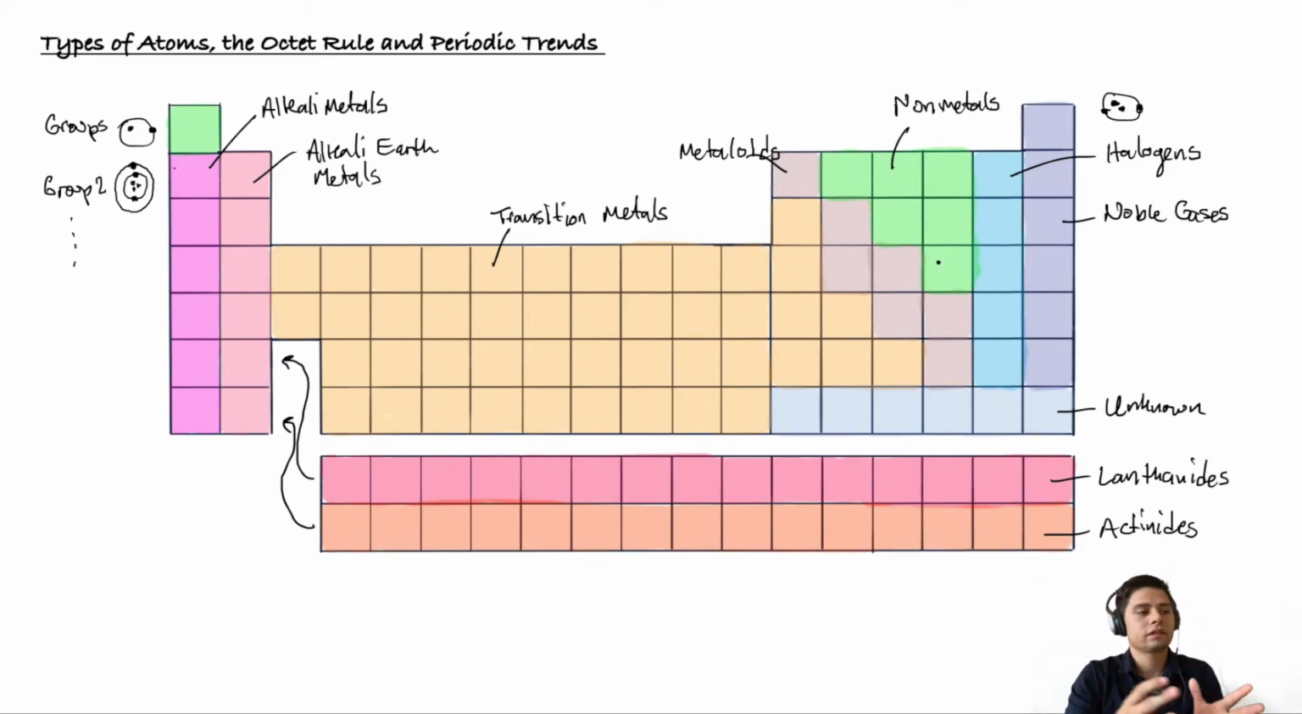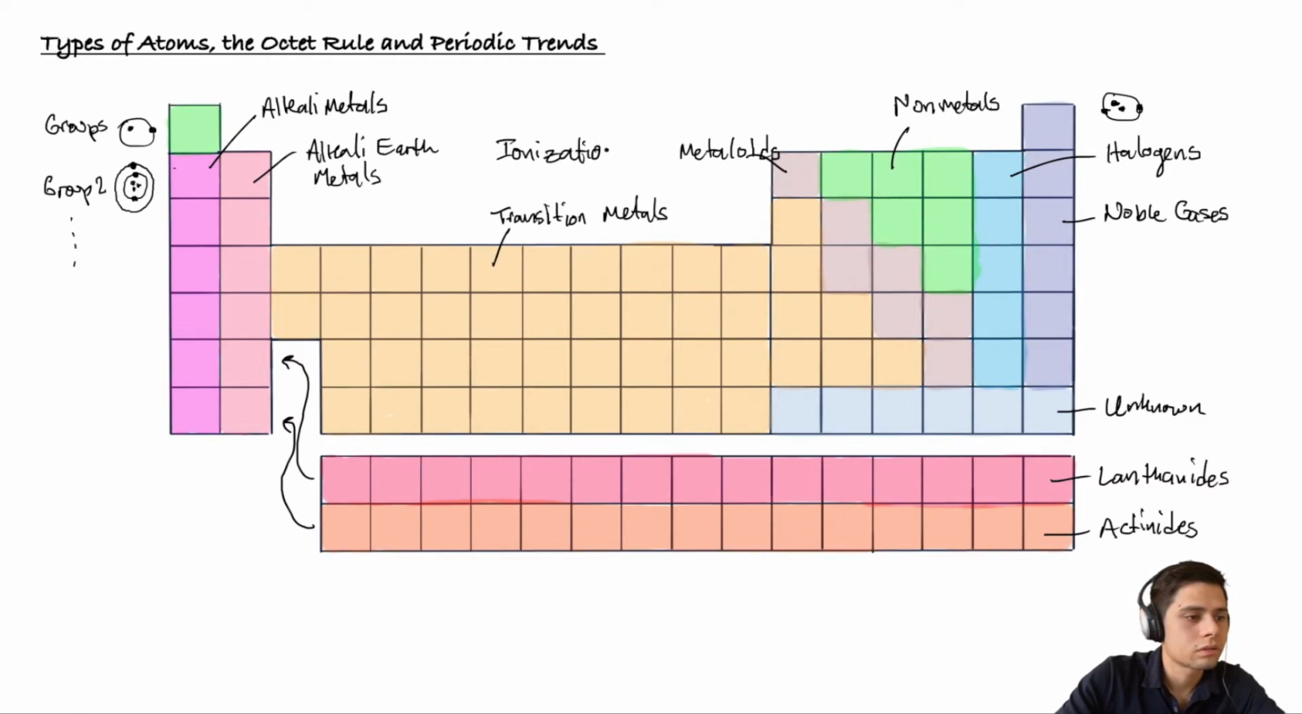And that's roughly akin to saying that the ionization energy, so the energy required to take an electron away, increases as we go across the periodic table. So the ionization energy increases, going this way from left to right. Ionization energy will also increase as we go from bottom to top.